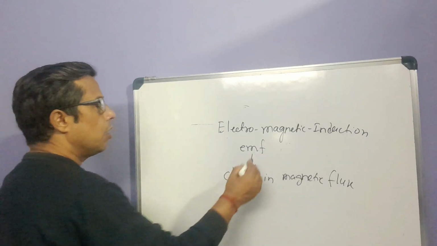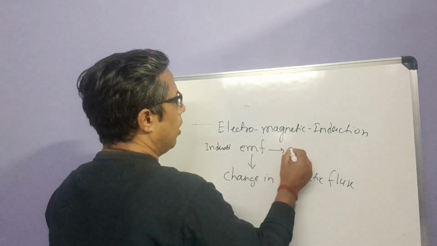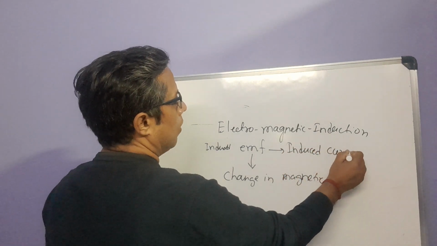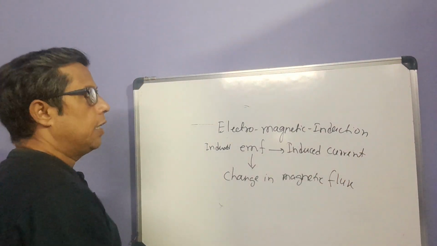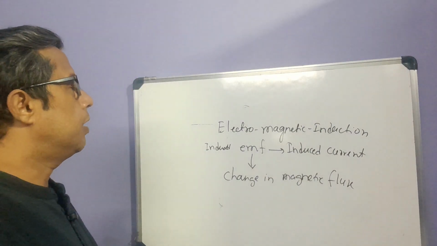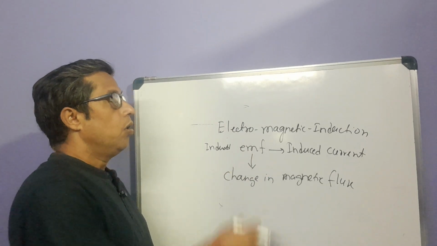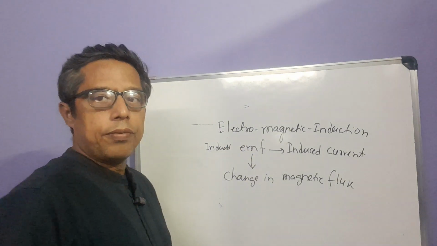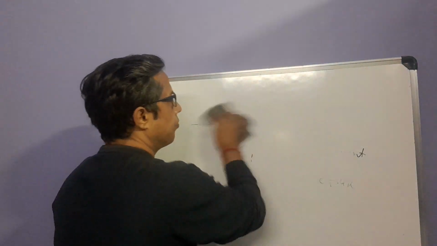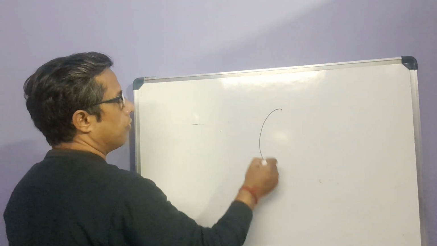Okay. Whenever we receive the induced EMF, we will receive the induced current. So this is the central idea of Faraday's law of electromagnetic induction: whenever there is a change in magnetic flux through a conducting wire, there will be an induced EMF. Okay. Now how does this change in magnetic flux happen? Let's say I have a conducting wire.